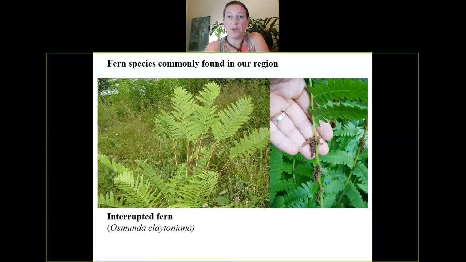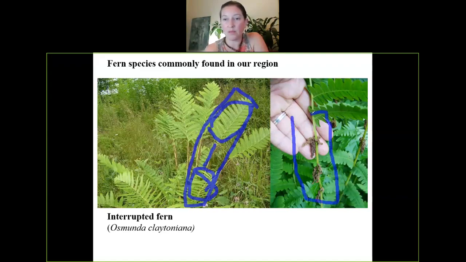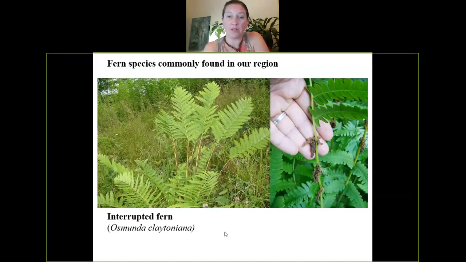This is the interrupted fern. The reason why it's called the interrupted fern is because on one leaf, this whole thing here is one leaf, these spore-bearing leaflets interrupt the leaf. So you have green leaflets down here, green leaflets up here on this leaf, and then right in the middle are the spore-bearing leaflets, and they interrupt the leaf blade. If you didn't know that and you saw this while walking around, you might think, oh, something's wrong with this fern. This fern looks sick. Something burned these leaves. But no, that's actually its spore-bearing leaflets.